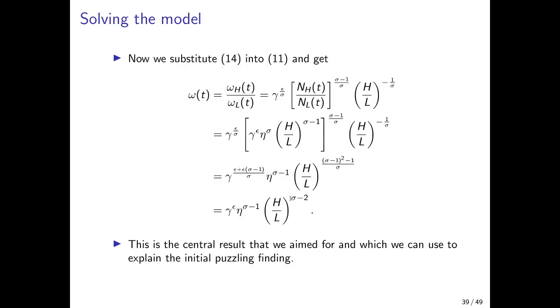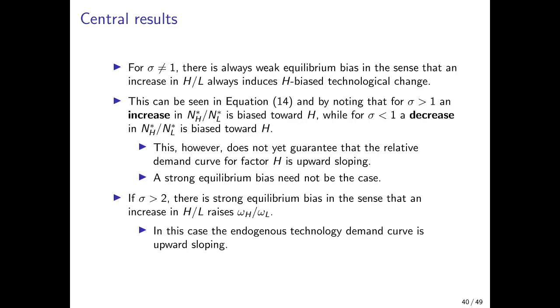And we see this here immediately. If sigma is greater than 2, then an increase in H over L would lead to an increase in omega, which is the skill premium, the wages of high-skilled workers divided by the wages of low-skilled workers. So this goes up if sigma is greater than 2, but it goes down if sigma is smaller than 2, even if there is weak equilibrium bias, because then it's just not strong enough to overturn the results.